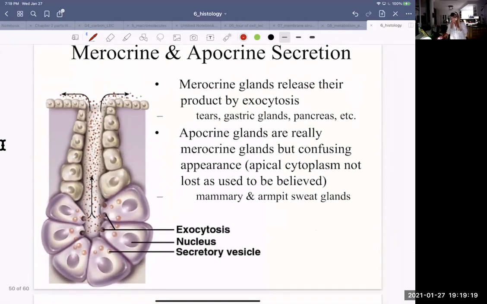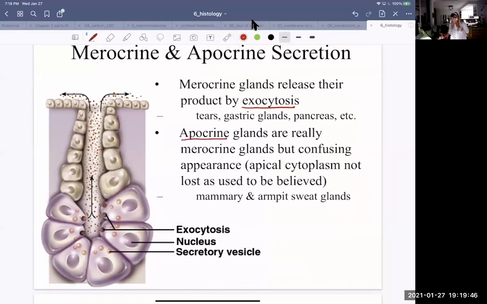Merocrine glands release product by exocytosis. So that's just another way of classifying glands. Exocytosis. So in that case, the product is in a vesicle inside the cell and it gets released into the external surface.